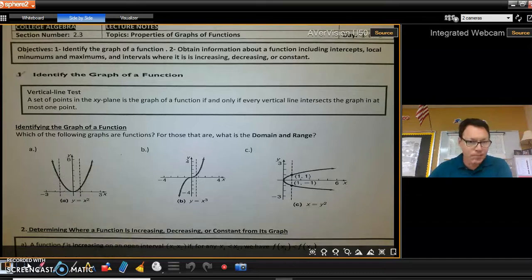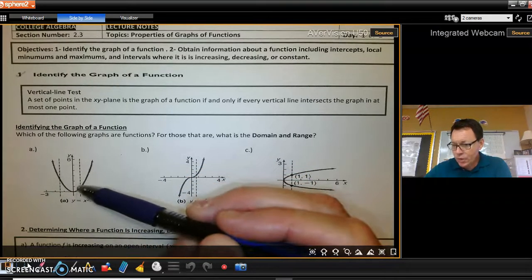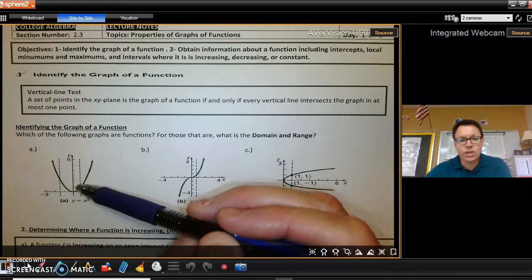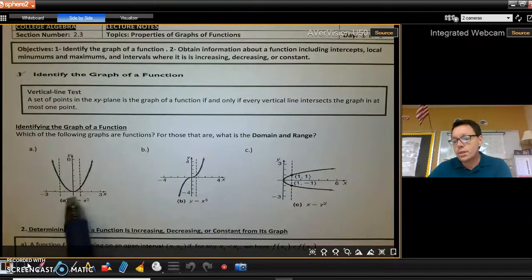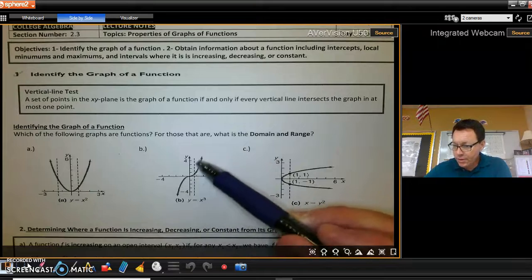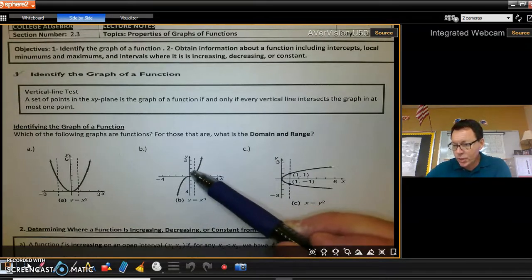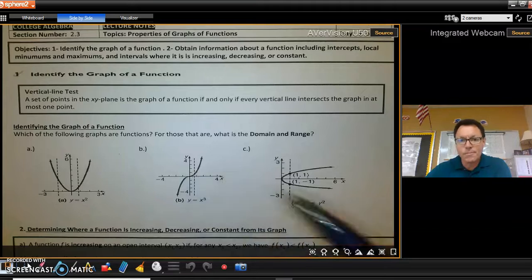So this right here, we've got a graph. This is a parabola. You're going to know that. And everywhere you draw a vertical line, you're always going to cross your graph in just one unique spot. So that is a function. This is a cube graph. That is also a function. Everywhere you draw a vertical line, you're only going to hit your graph once.